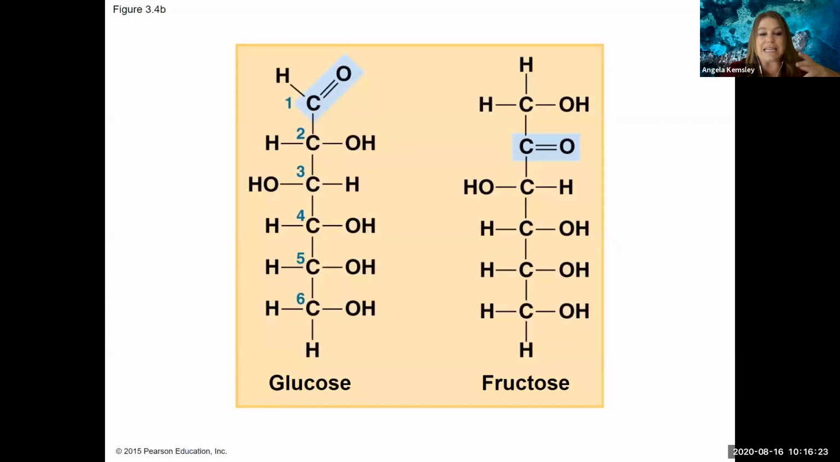You can take a look here at glucose and fructose, 2 types of sugar, 2 types of carbohydrates. Notice that they are very, very similar, but they're going to be isomers of each other. So they're going to have the C and the O bonded in different places. And since the structure is different, the function of these two are going to be different.